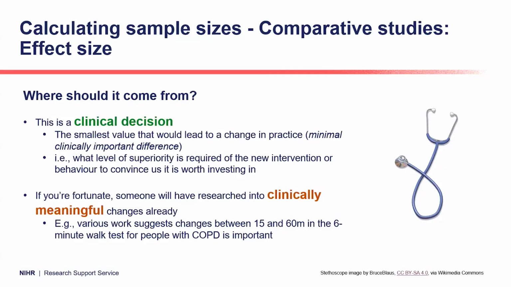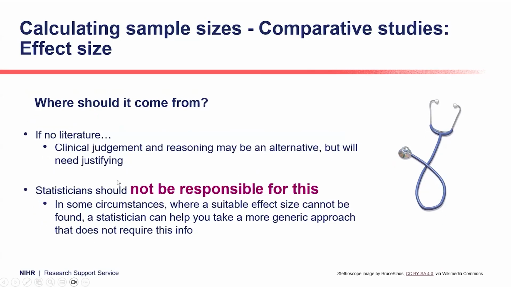So for example, if your primary outcome is mobility for COPD patients, somebody might already have established the minimum clinically important difference for this outcome. For example, there's literature that suggests changes between 15 and 60 metres in the 6-minute walk test for people with COPD is important. In certain areas of research, people have done work on different outcome measures to define the minimum clinically important difference, so you should definitely check this when designing your study.